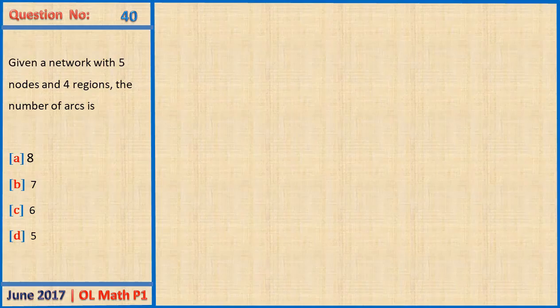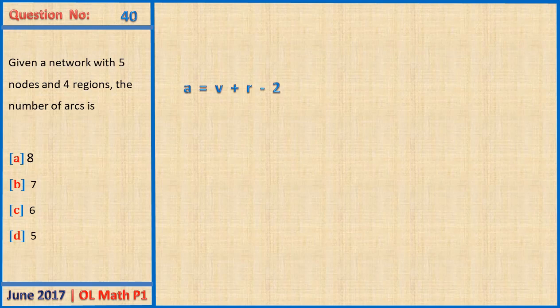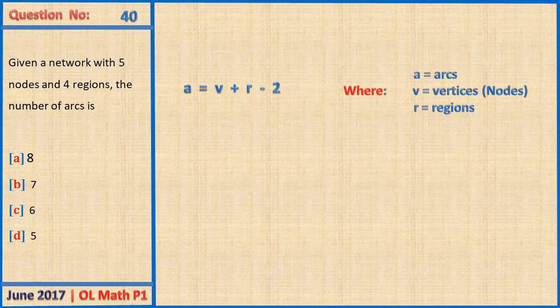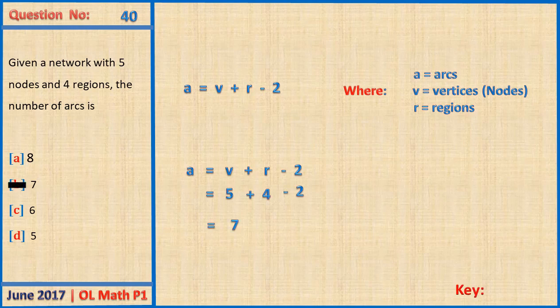Question number 40. Given a network with 5 nodes and 4 regions, the number of arcs is. The formula used is Euler's formula, which states the number of arcs is equal to the number of vertices or nodes plus the number of regions minus 2. So according to this question, the number of arcs will be given by the number of vertices or nodes, which are 5, plus the number of regions 4, minus 2. That gives us 7. So the key is B.